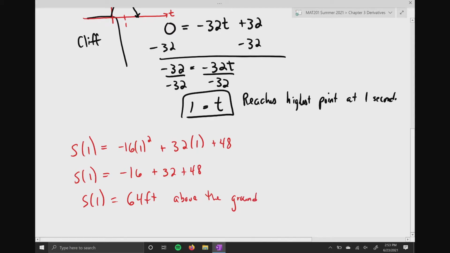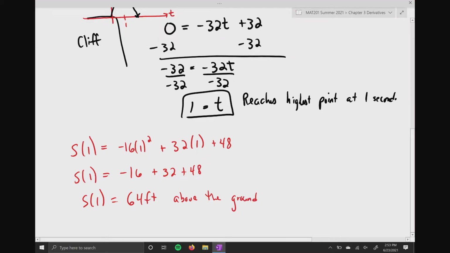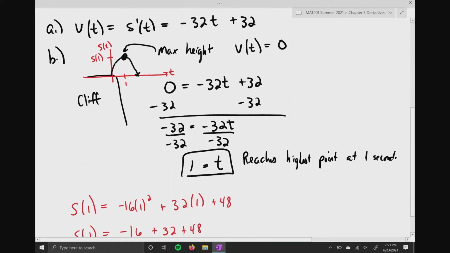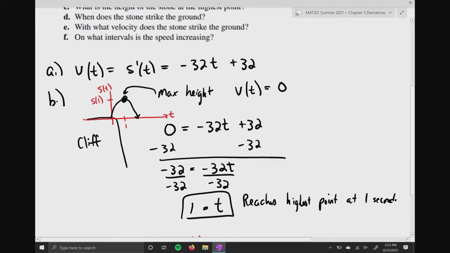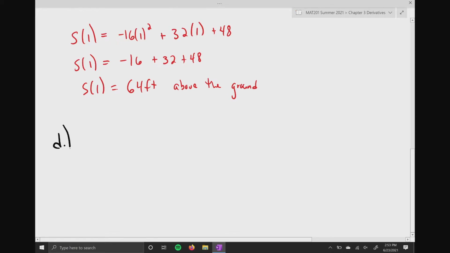All right. So there's part C. Now I'll scroll back up here for part D. So part D says, when does the stone strike the ground? Okay. So I'm going to draw my little drawing again. Like I said, it's such a good drawing.